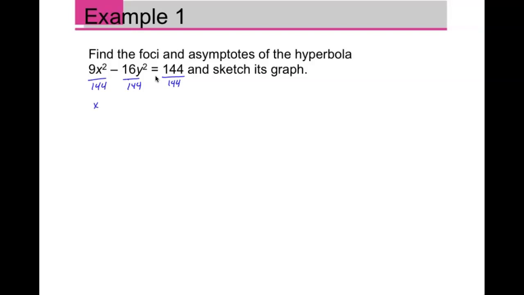And then I have x squared over 144 over 9, minus y squared over 144 over 16, and that equals 1. Well, we saw in our example yesterday, 144 divided by 9 is actually 16. And 144 divided by 16 then is 9.